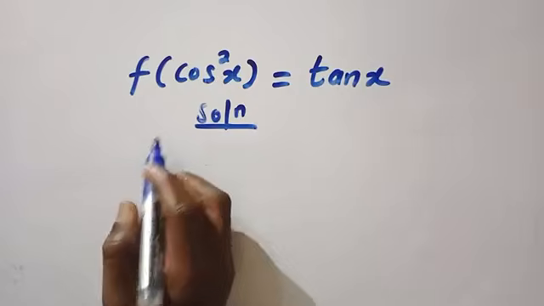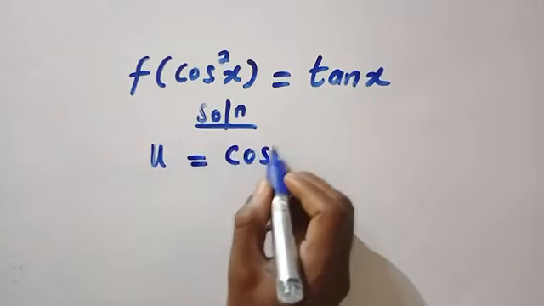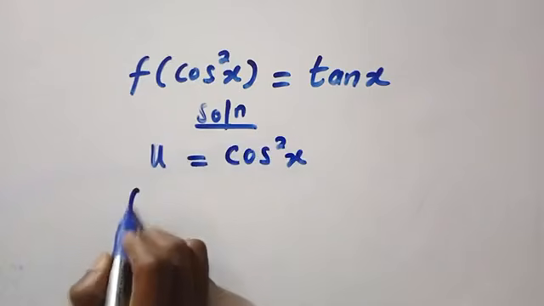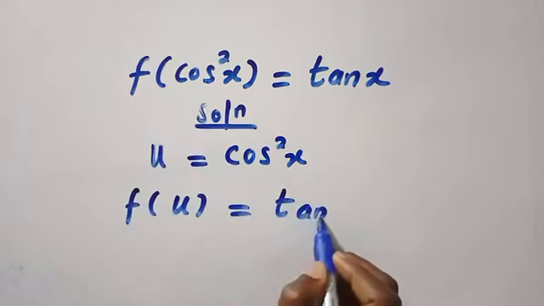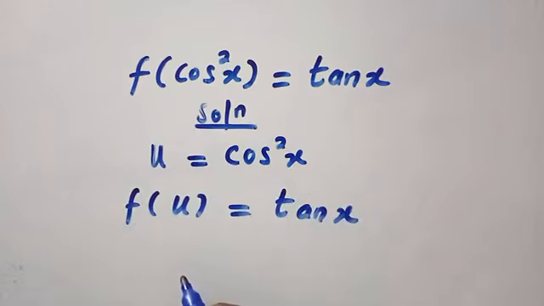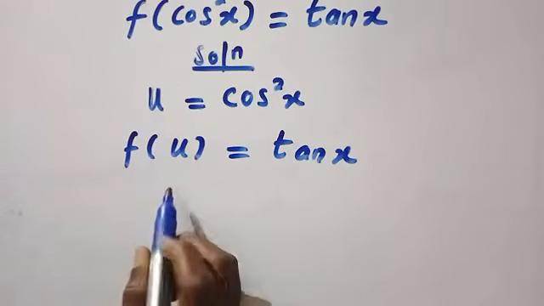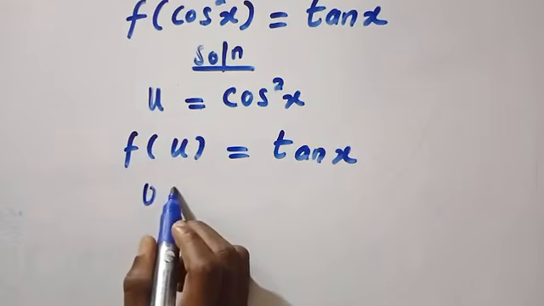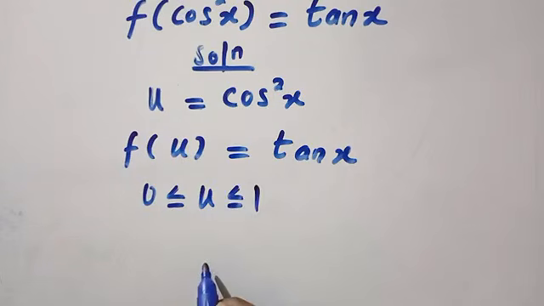In the first step, if I let u equal cos²x, and we replace this, we have f of u equals tan x. Here is the first step. But we have to note the domain of this u, given f of u equals tan x. It ranges from 0 less than or equal to u and u less than or equal to 1.